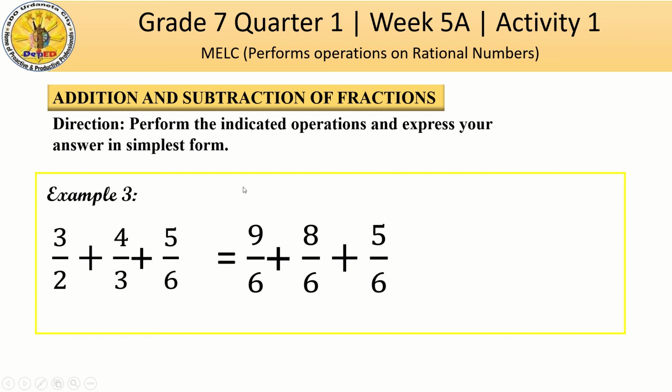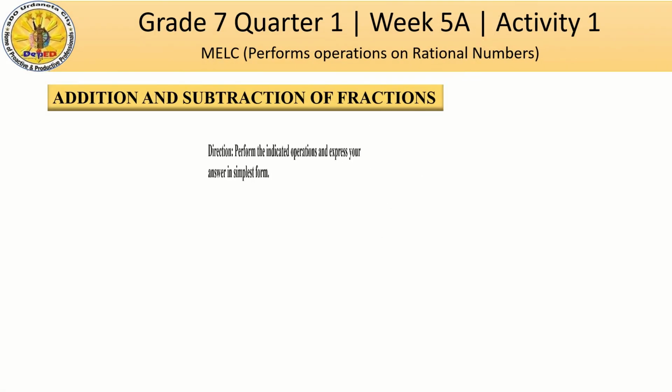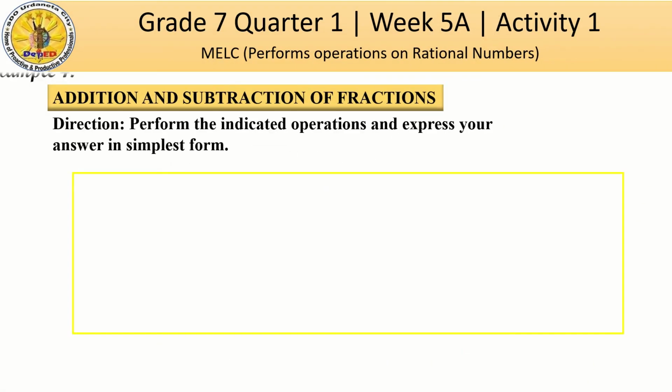Okay. So the next step is we need to add them. So 9 plus 8 plus 5, we have 22, and then the denominator is 6. Then get the simplest form of this fraction. We have here 11/3. Okay? Did you get it, guys? So let's proceed to the fourth example.